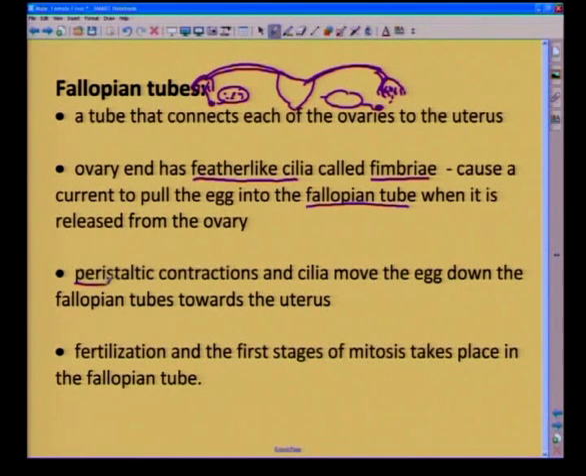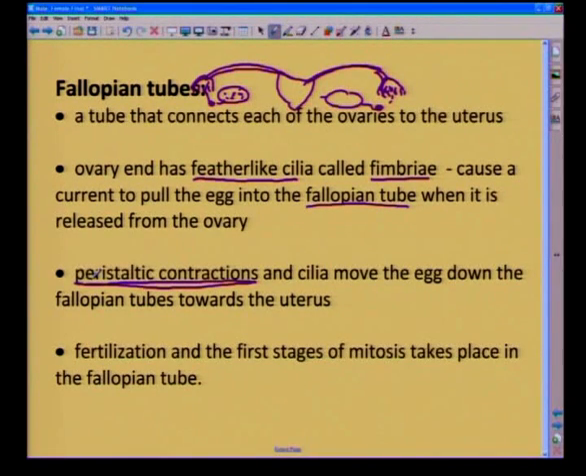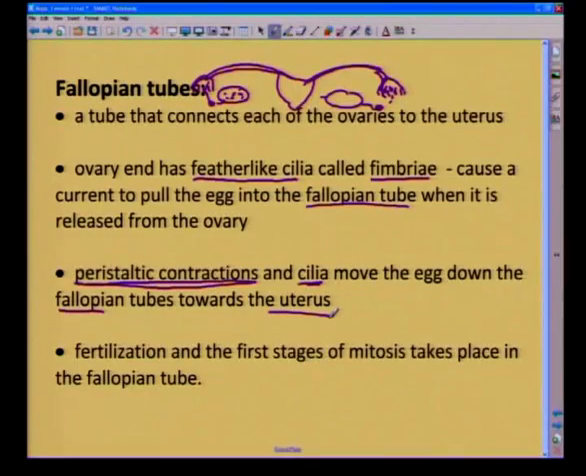Peristalsis, now this is also important, people, you must know. It is peristaltic contractions. Now, you did peristalsis when you did the movement of food through, first of all, down the esophagus and also through the small intestine. You are going to have peristaltic movements. So peristaltic contractions, and also little cilia, these are little hairs, will move the egg down along the fallopian tubes towards the uterus. Fertilization and the first 8 stages of mitosis will take place in that fallopian tube.